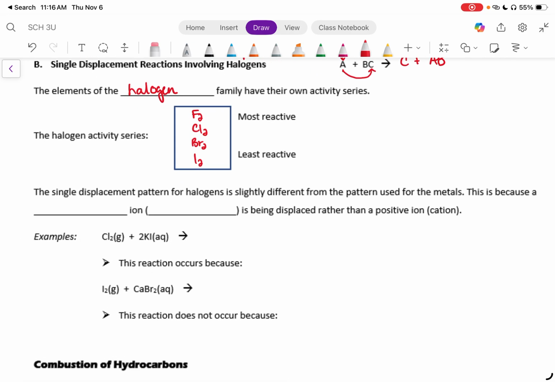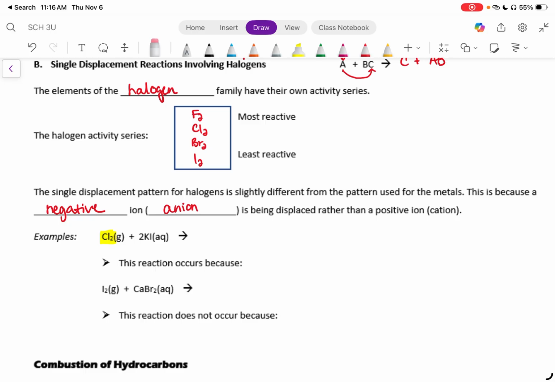So the single displacement pattern for halogens is slightly different from the pattern used for metals. This is because a negative ion, remember nonmetals form negative ions, which is called an anion, is being displaced rather than a positive ion. So now the only clue I need is whether my free element is a metal or a nonmetal. If it's a nonmetal, I know I'm looking at my halogen activity series. If it's a metal, I use the regular one.